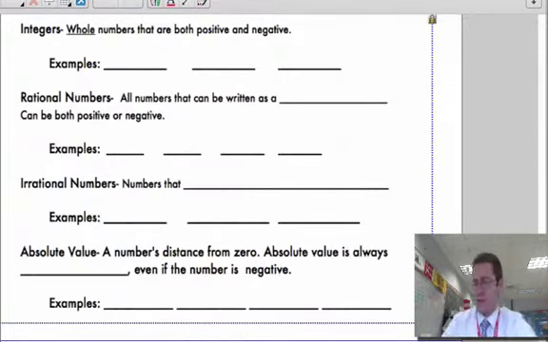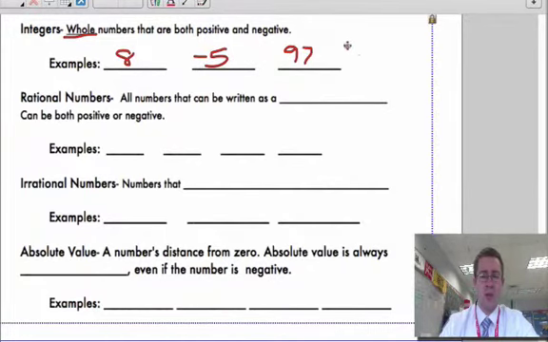So in your notes, you have a couple of definitions that we're going to work on. And so we have integers. One of our types of real numbers are called integers. These are whole numbers that are both positive and negative. So these are whole numbers. That means like 8 would be an example, -5 would be an example, and also 97. I want you to come up with your own examples to share with the class tomorrow, but these are all just whole numbers on both sides of 0, positive and negative.